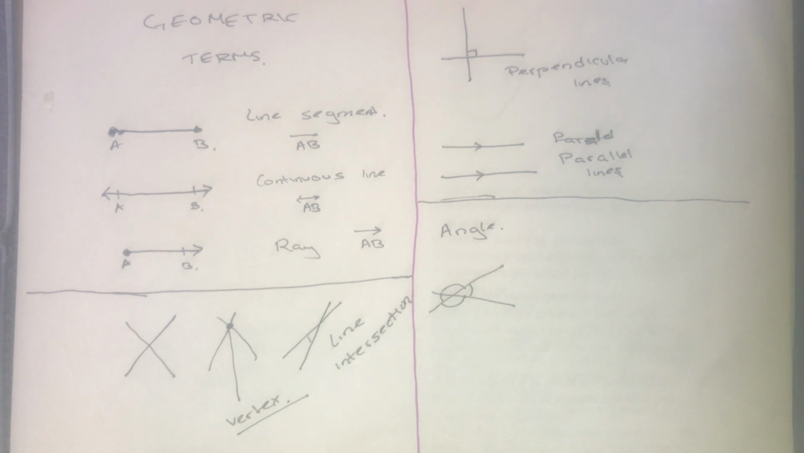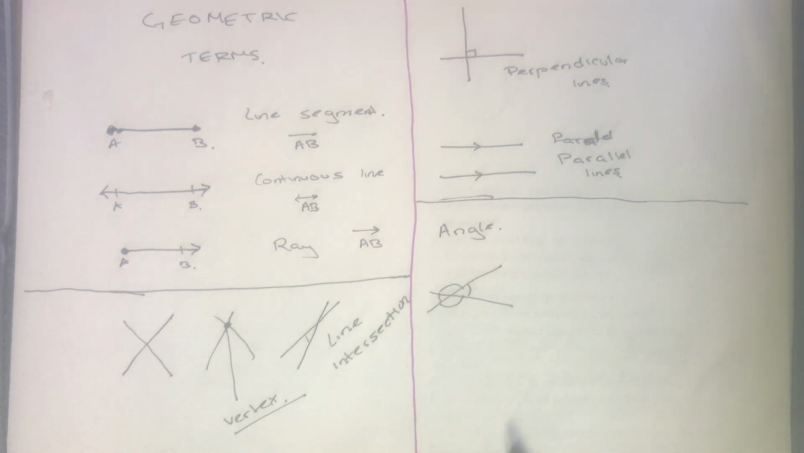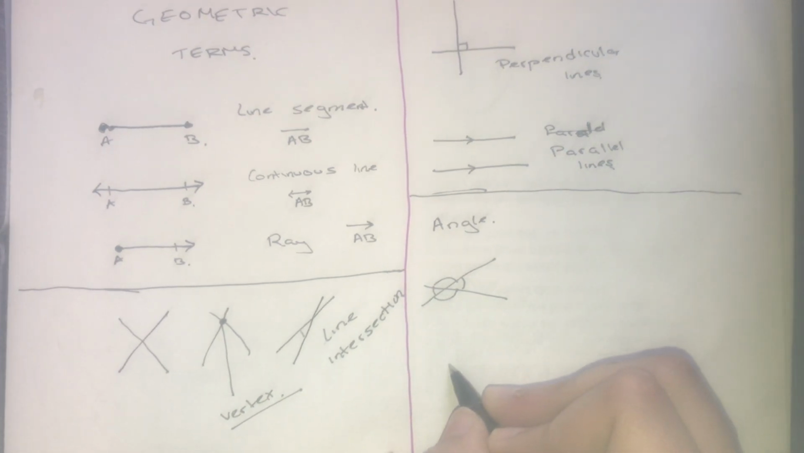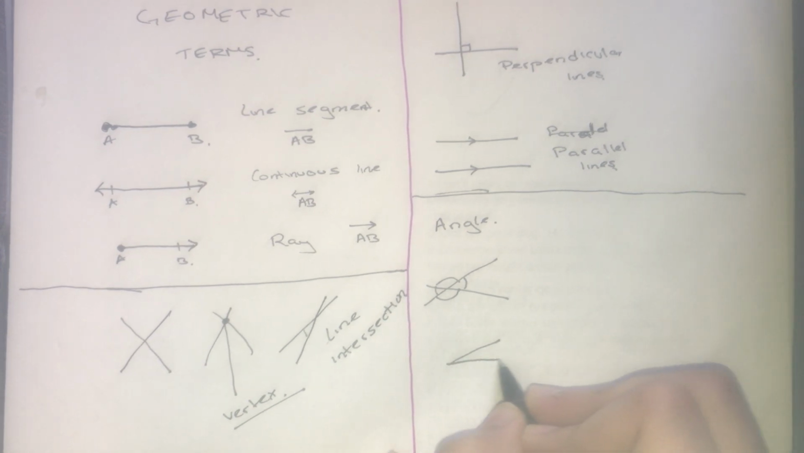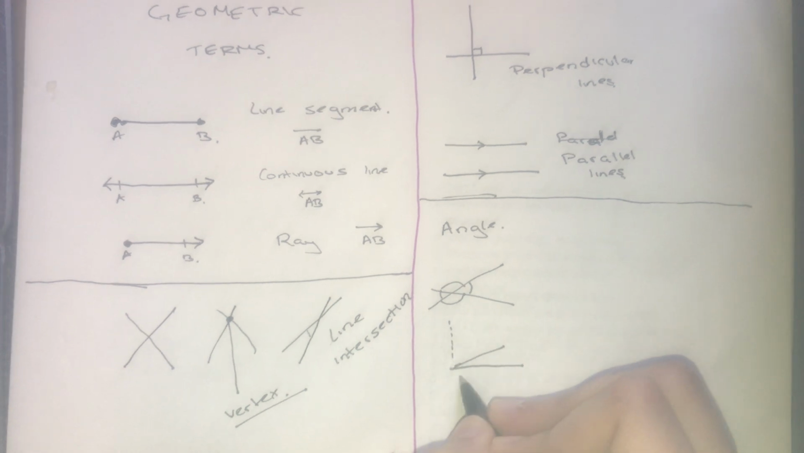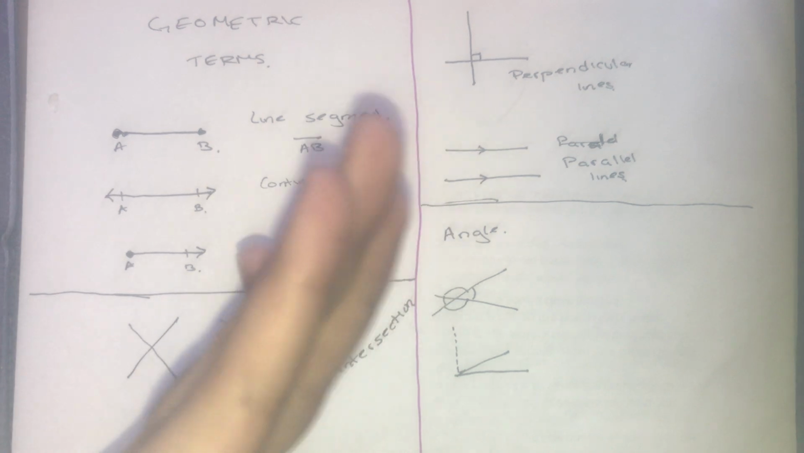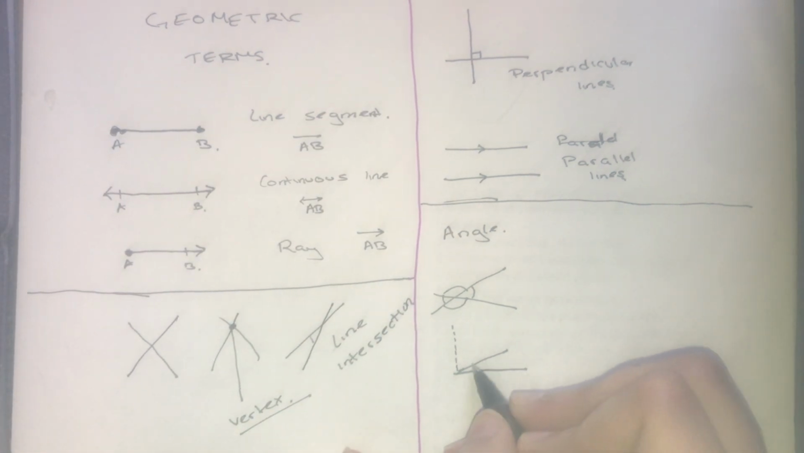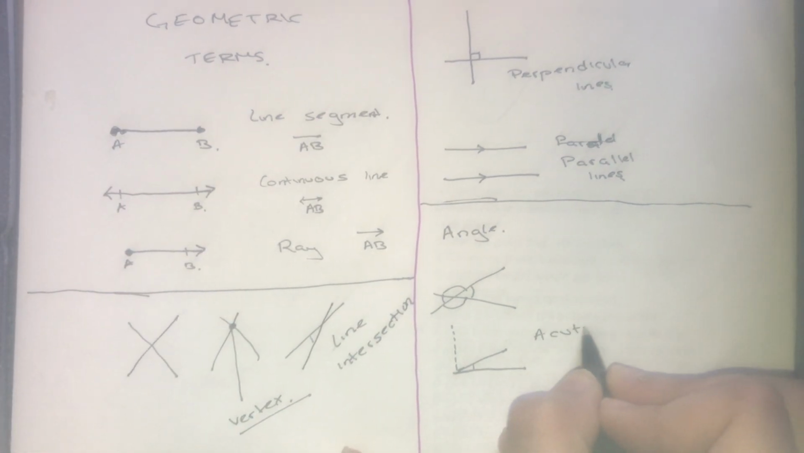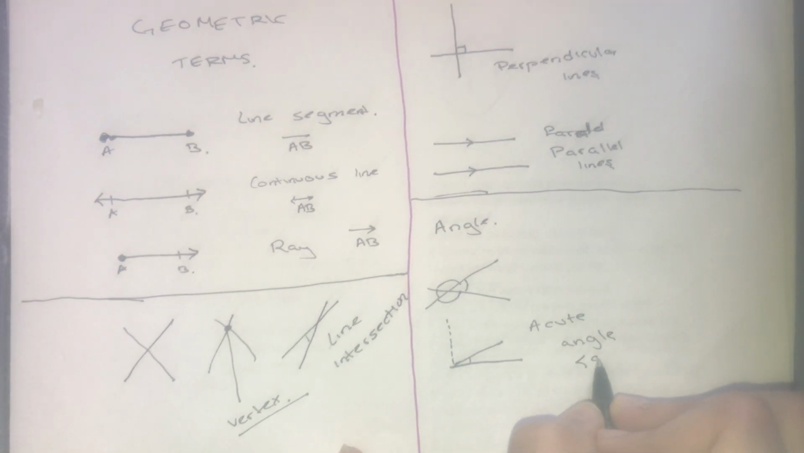Anyways, let's go on into types of angles. Whenever an angle is less than 90 degrees, a 90 degrees angle is this much, perpendicular lines. So if it's less than perpendicular, it's called an acute angle. An angle less than 90 degrees.